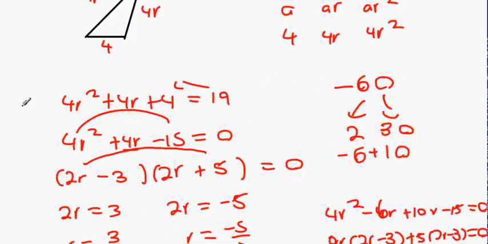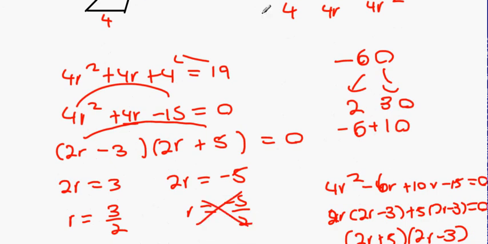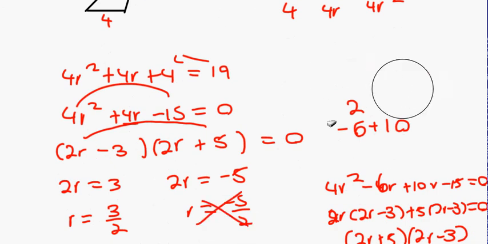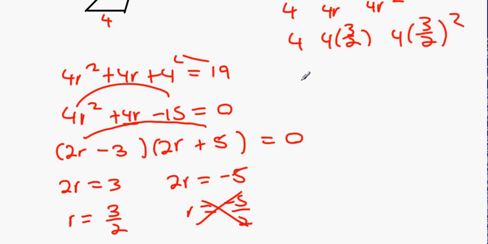Now, it can't be a negative number, the length, so that rules out the minus 5 over 2. So what we've got to do next is multiply each one by 3 over 2. So it's going to be 4, then 4 times 3 over 2, then 4 times 3 over 2 squared. The second one's going to be 12 over 2, which is 6. The one after that is going to be 9. 4, 6 and 9 are the lengths, okay?